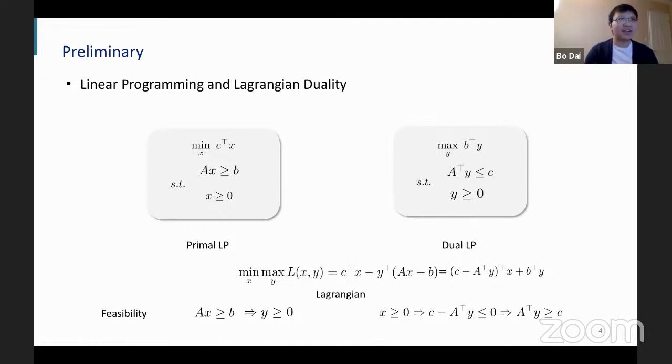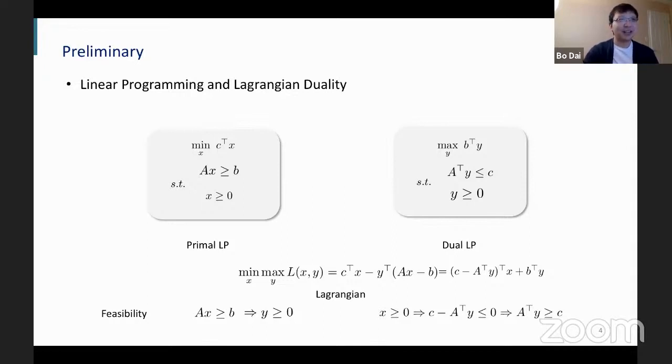Yeah, this is basic linear programming and Lagrangian dual. I think in most of this lecture, we'll just use these simple cases. So if you have any questions about this part, you can write the questions down. Okay, great. I didn't see anything here.